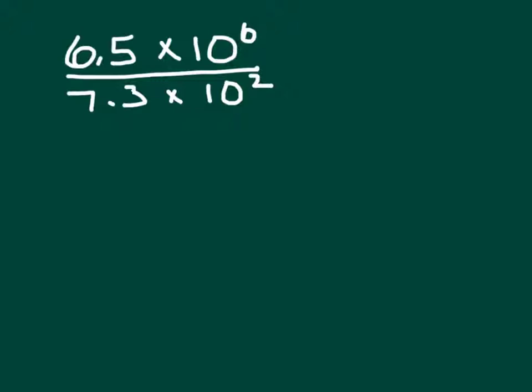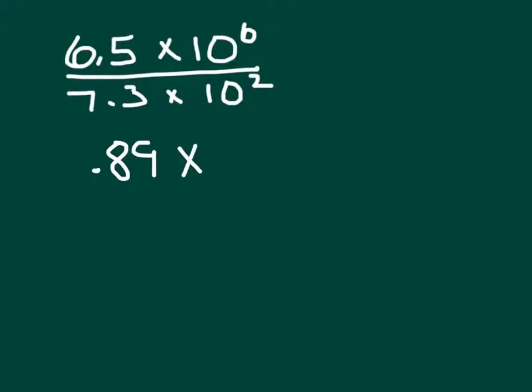If you remember, when we were multiplying scientific notation, we multiplied the number times the number and the power times the power. Well, in division of scientific notation, we're going to be doing a similar thing. We're going to be dividing the number by the number and the power by the power. So let's go. 6.5 divided by 7.3 is 0.89.